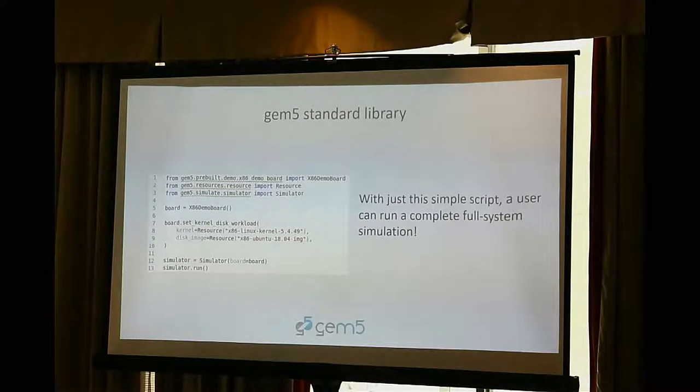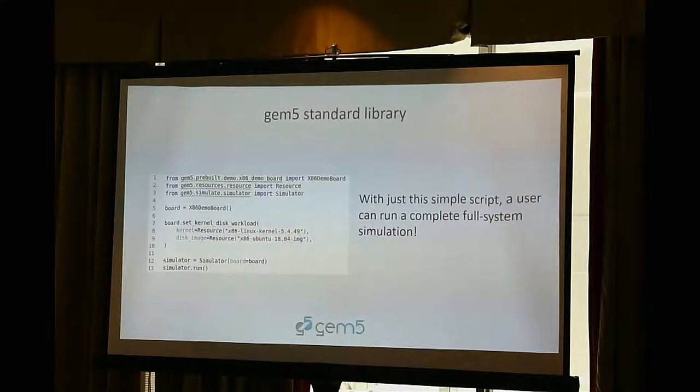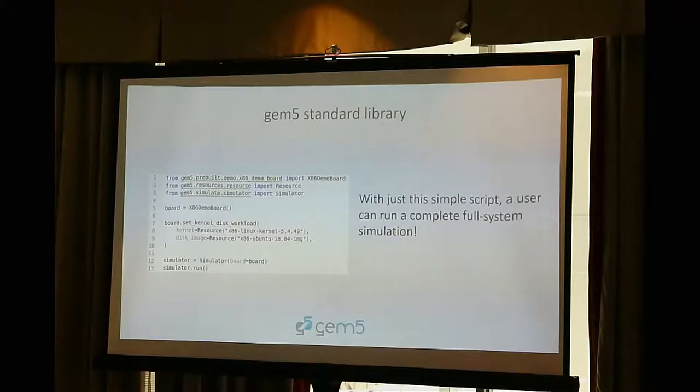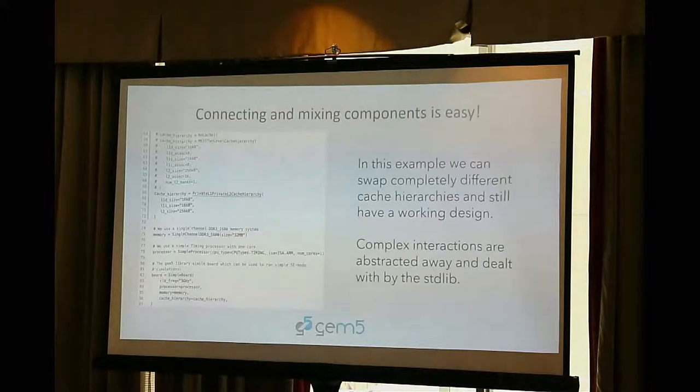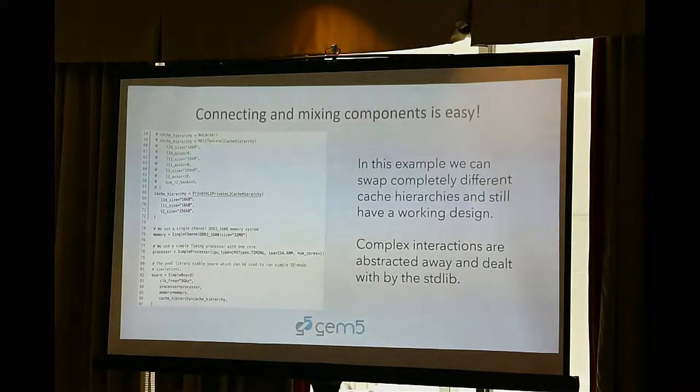So this is a very basic simulation with this very basic script. You can run a completely full system gem5 simulation. That's probably 10 lines of Python code if you remove all the white space. So this is hundreds of lines down to tens of lines, and it really builds on this build-your-own-PC metaphor. And you can also mix and connect components pretty easily as well.